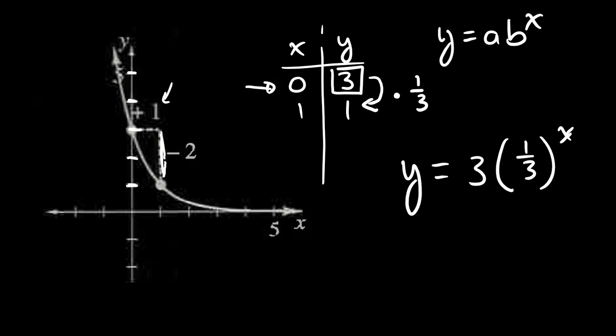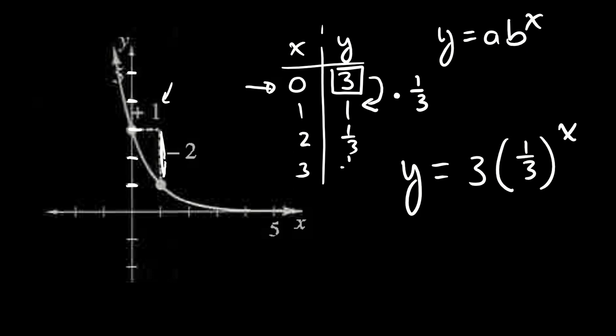And there it is, right? If I put in x is 0, this will give me the number 3. If I put in x is 1, that would give me 3 times 1/3, which would be 1. And if I multiplied by a third again, the next value at 2, it would give me 1/3.